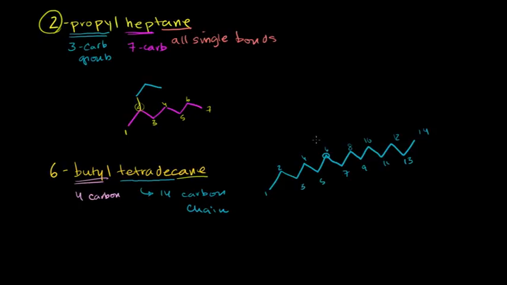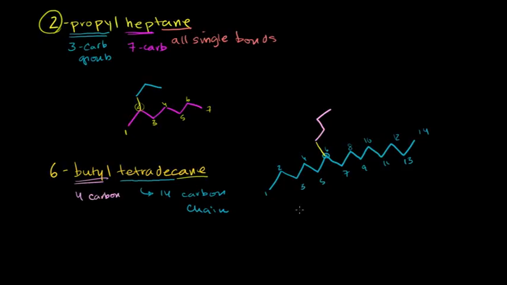So let me draw it this way. We have 1, 2, 3, 4. So that is our butyl right there, and it's attached to the 6th carbon right there. So this is what our molecule would look like.